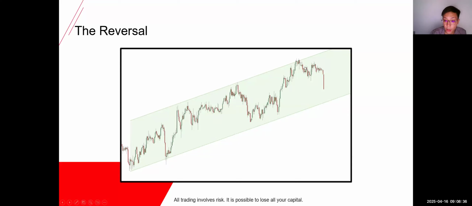Reversal basically means, in this example, we can see price is in an ascending channel. So how do we determine when it will reverse? Most of the time, it will reverse at the bottom of this ascending channel. I'm sure most of you guys have tried trading this kind of ascending channel. So this is one of the examples.